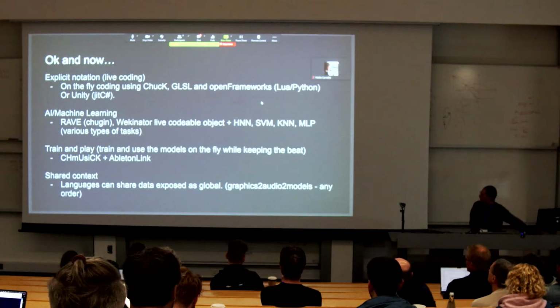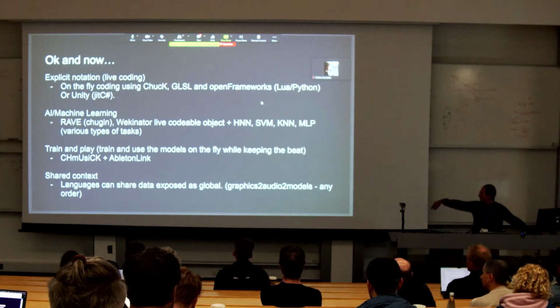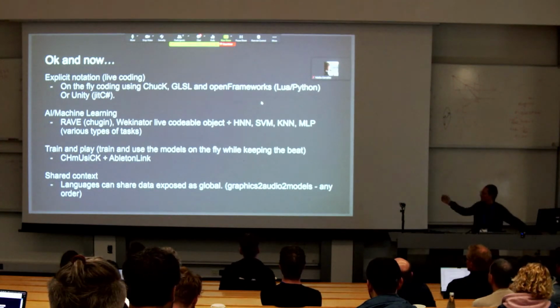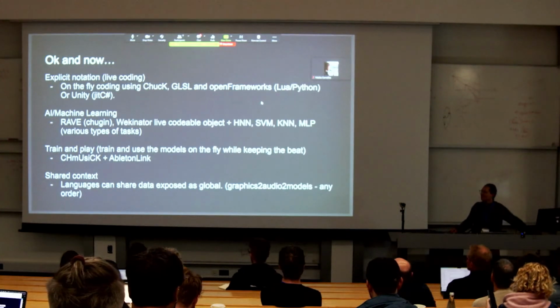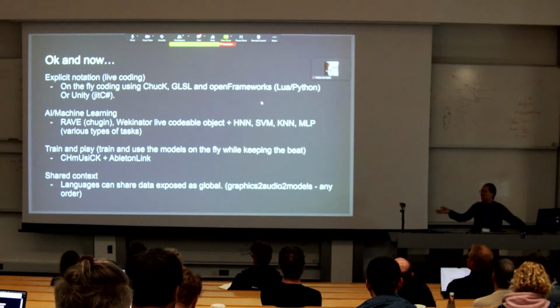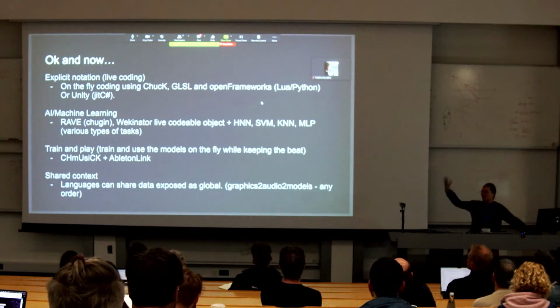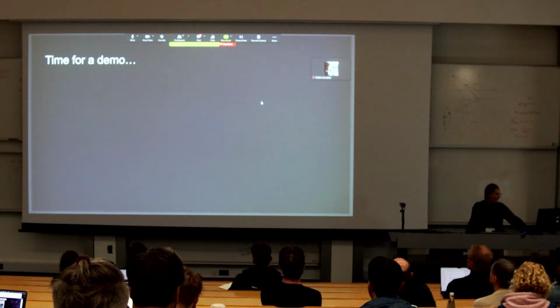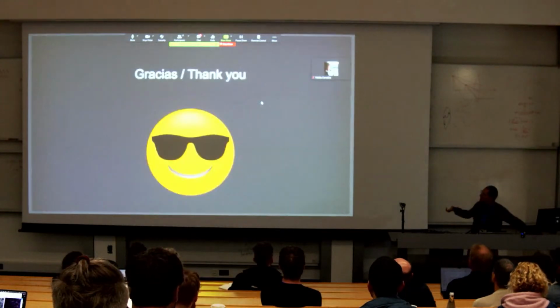And as I already said, it's a shared context, so everything is exposed as a global. So you can go from graphics to audio to any kind of model to text or whatever. You can just type words and generate audio, and that data could be graphics, or graphics to any vector, and then those vectors go to the audio or to words or whatever. And yeah, we'll see this in a demo in the poster session, and gracias.